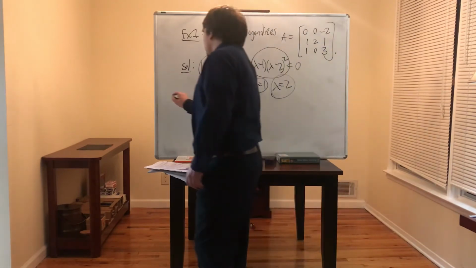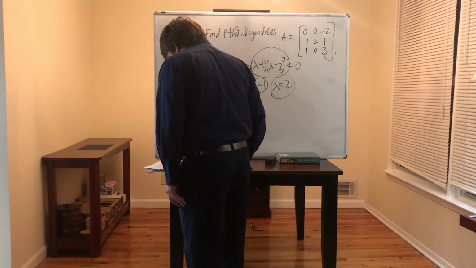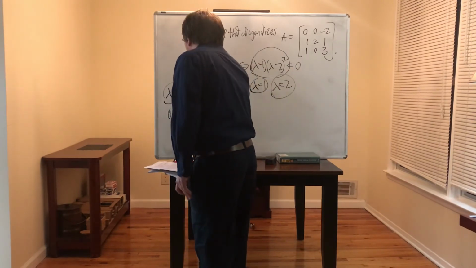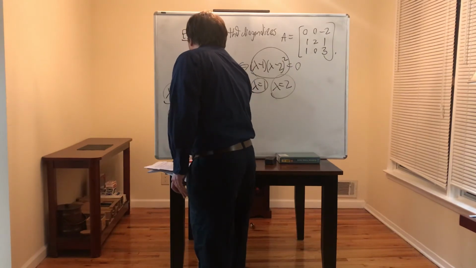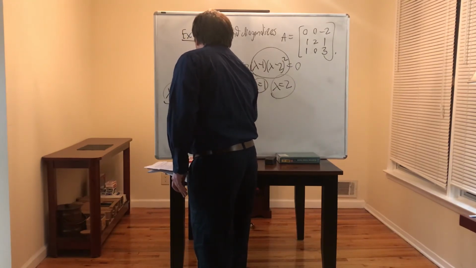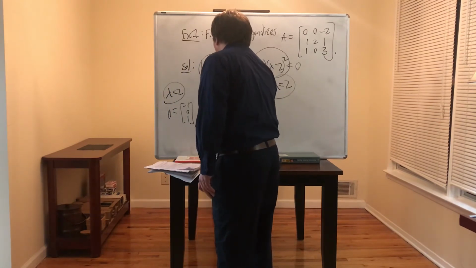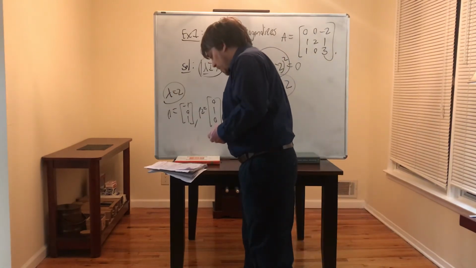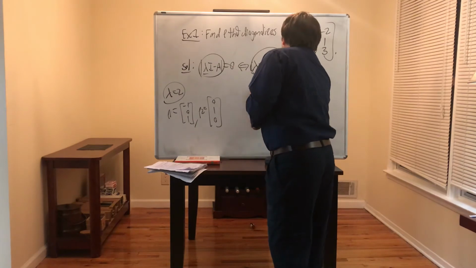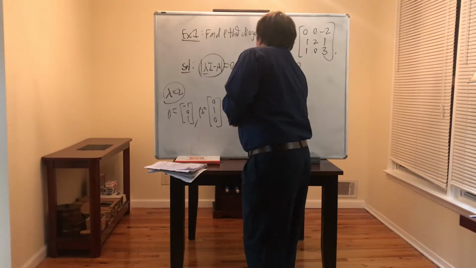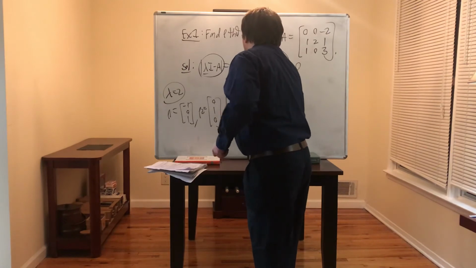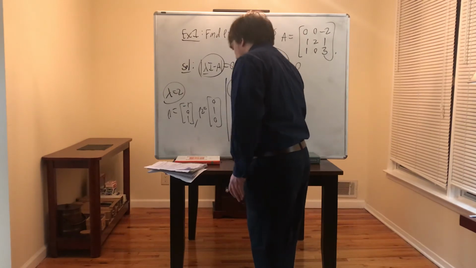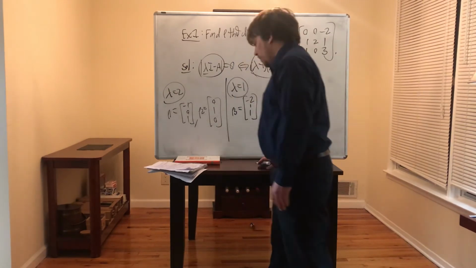Okay, for lambda equals 2, a basis for that eigenspace is P1, which is (-1, 0, 1), and P2, which is (0, 1, 0). These are two basis vectors that form a basis for the eigenspace corresponding to lambda equals 2. And for lambda equals 1, you get one vector that forms a basis for the eigenspace corresponding to lambda equals 1. It's (-2, 1, 1).